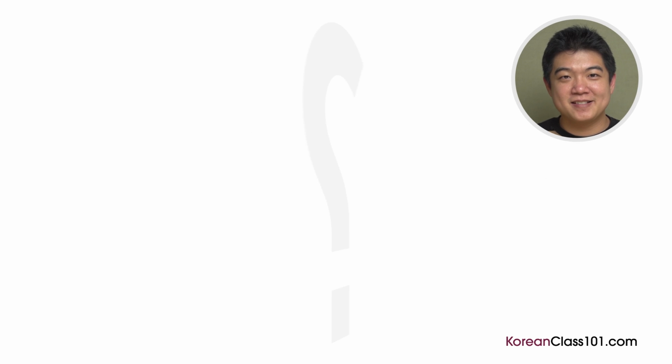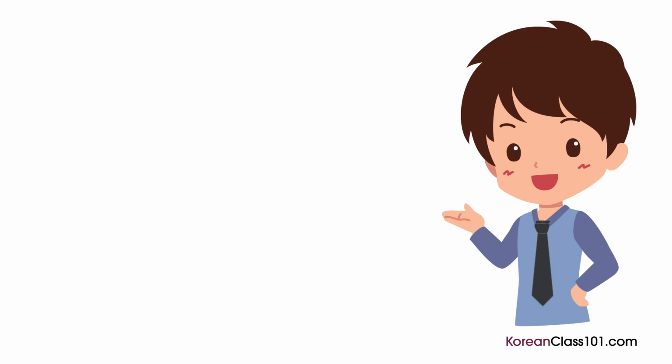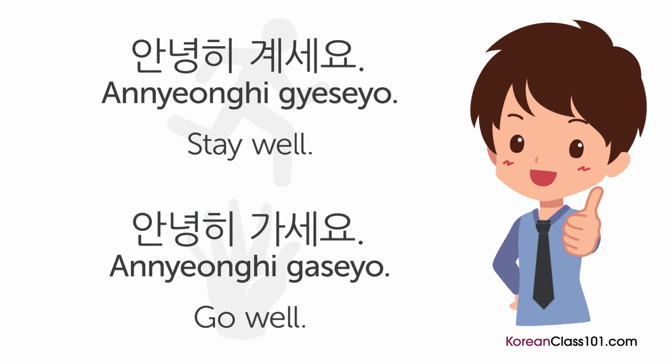The question for this lesson is, what are some ways to say goodbye in Korean? In formal Korean, there are two ways to say goodbye. One for the person who is leaving, and the other for the person who is staying. If you're the one leaving, you say 안녕히 계세요, meaning stay well. Then the other person will respond by saying 안녕히 가세요, meaning go well. Let's go through some examples so you can learn how to use 안녕히 계세요 and 안녕히 가세요 correctly.